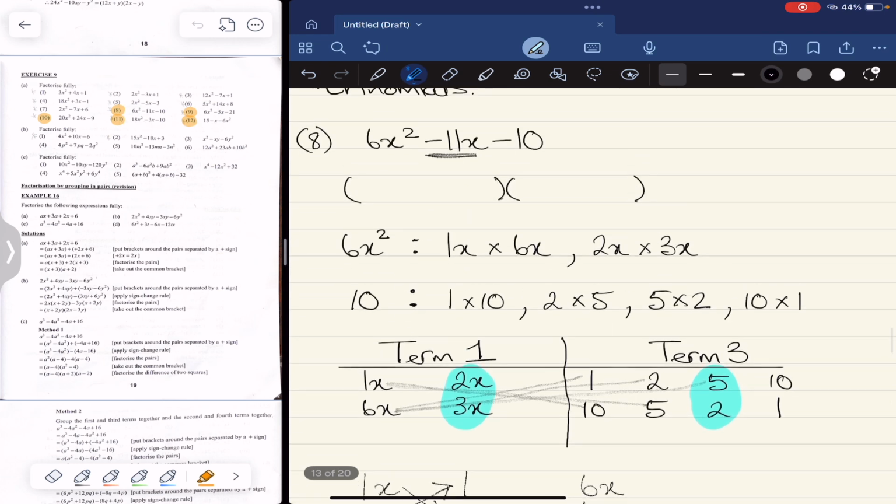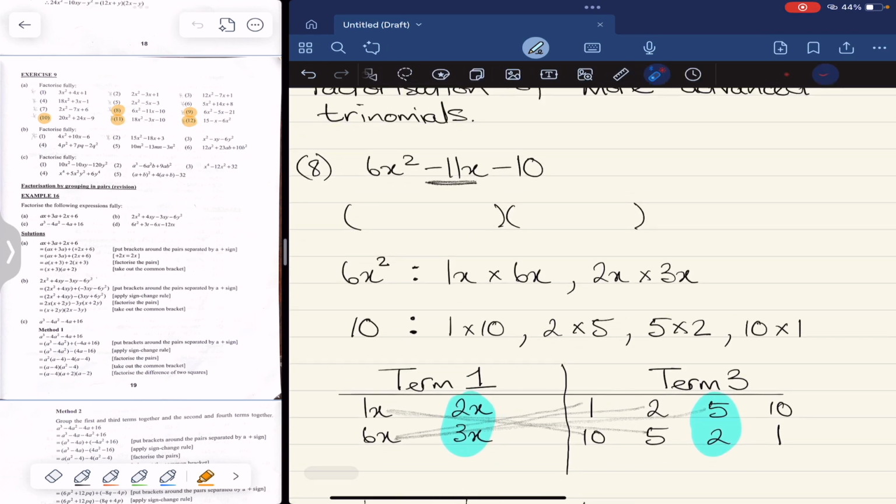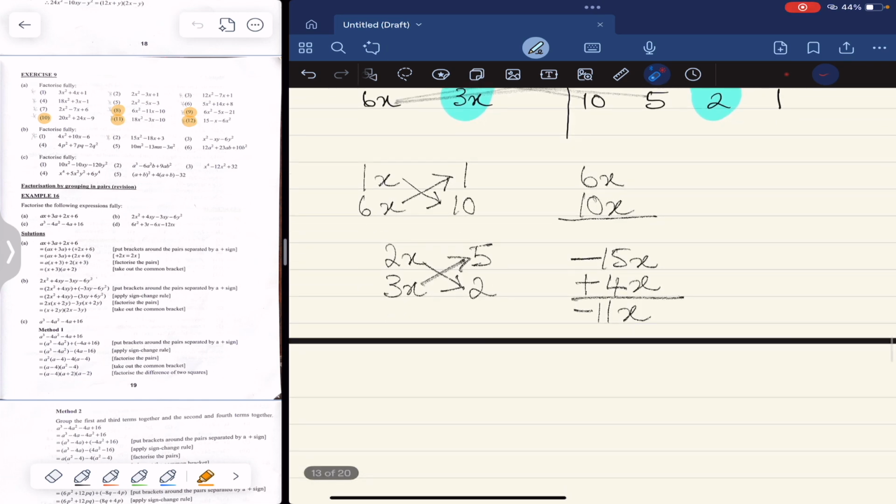Remember, we said that because our third term is negative, we are going to have to end up with plus minus in our brackets, right? So the signs must be different, and from what we've done here, we've got different signs. So now off to the next step.